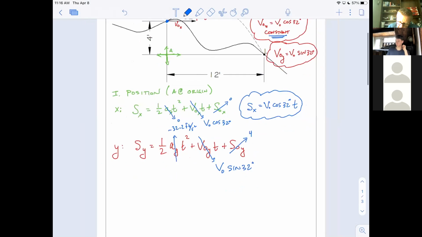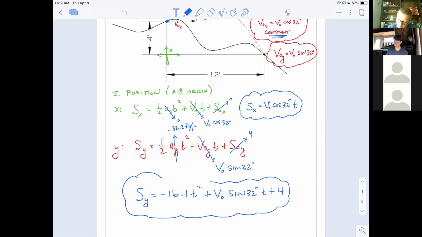So let's see, what do I have for my y equation then? I've got half of 32.2, which is 16.1 t squared, plus v0 sine of 32 t, plus 4. So there's my S equation. Notice it also has three unknowns: S of y, t, and v0. And so these equations govern the flight of this in terms of its position. So I know about its speed.